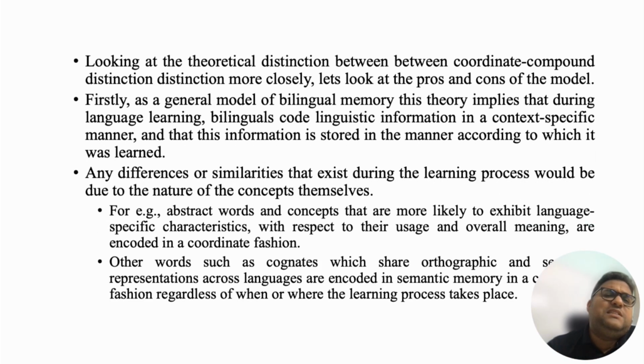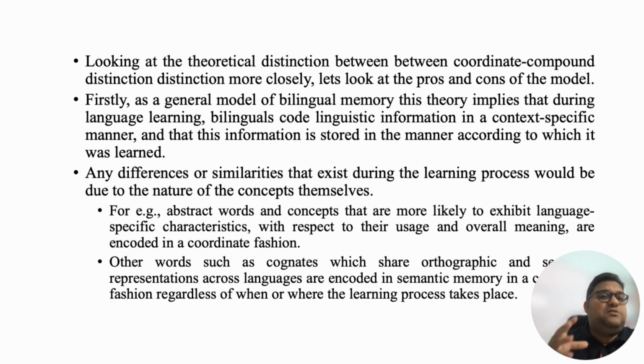Now, looking at this theoretical distinction that has been made between the coordinate and compound bilinguals more closely, let's look at the pros and cons of this kind of model. Firstly, as a general model of bilingual memory, this theory actually implies that during language learning, bilinguals encode linguistic information in a context-specific manner. How am I learning this information? Where, in what context am I learning this information? And also where and how this information has to be used. And therefore, this information will actually be stored in a manner according to which it was learned.